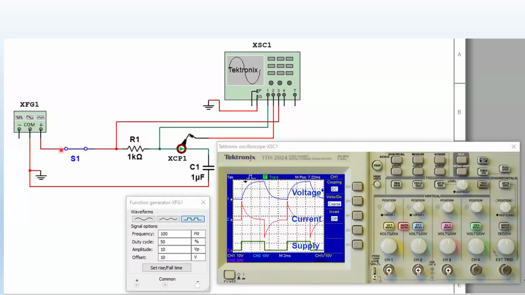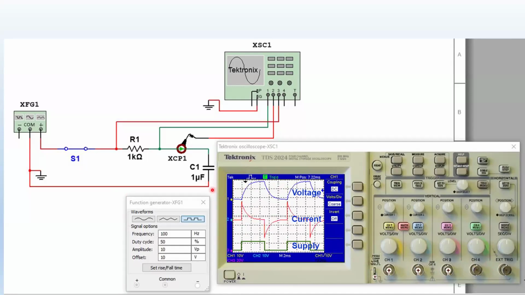All right. Here is the power supply waveform. It goes like that. I made a square wave because I wanted the sudden changes. Now, here is the voltage across the capacitor, and here is the current across the capacitor.